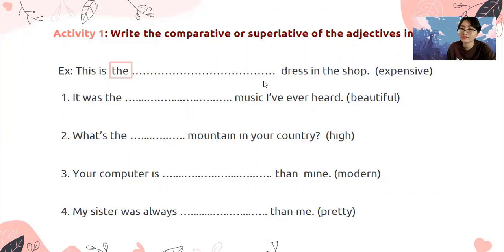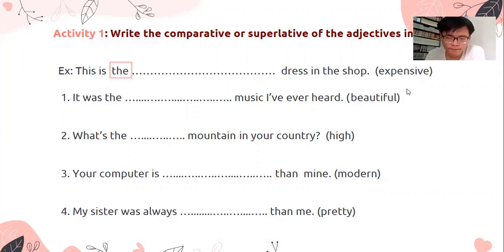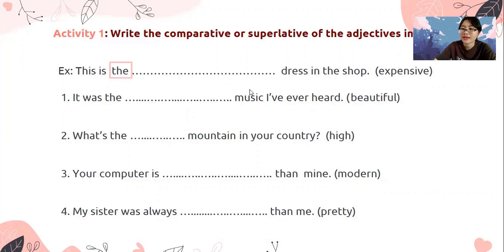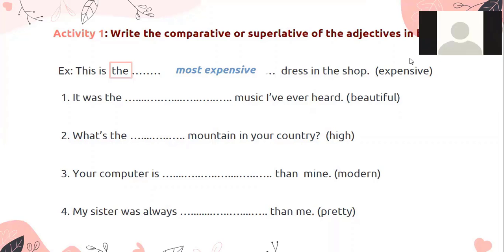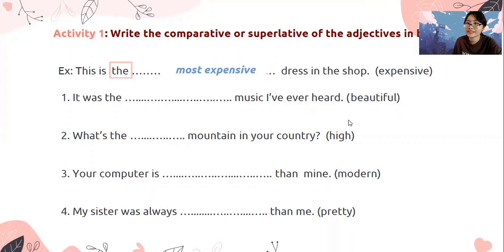Yeah, that's correct. So the adjective expensive is a long adjective, so we must add most before it. And the new sentence would be, this is the most expensive dress in the shop. Is it clear, everyone? Yes, teacher. Okay, so you have 30 seconds to complete these 4 sentences, and then I will call randomly some students to give me your answers, okay? Yes, teacher.